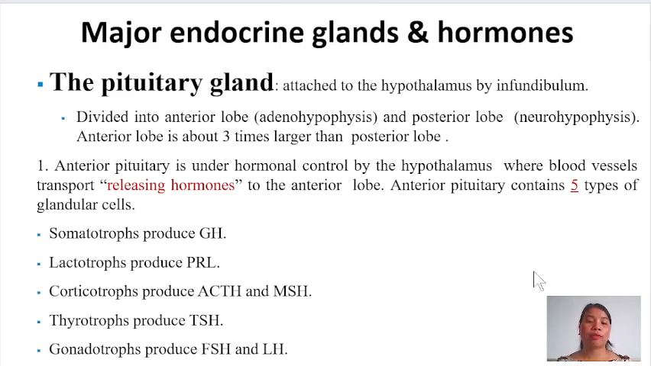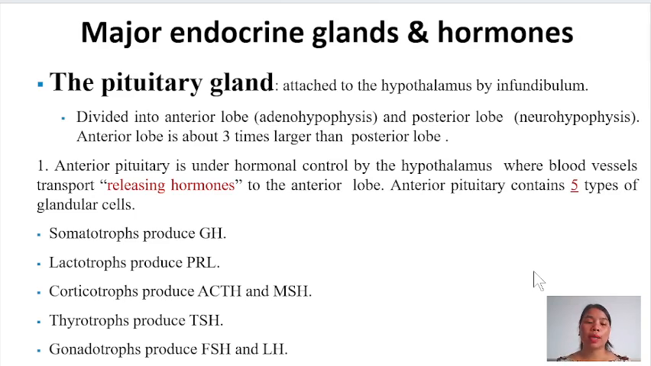First we will see the anterior lobe. The anterior pituitary is under hormonal control by the hypothalamus, where the blood vessels transport the releasing hormones to the anterior lobe. The anterior pituitary contains 5 types of glandular cells. That means under the anterior pituitary gland there are 5 types of cells which produce various types of hormones.